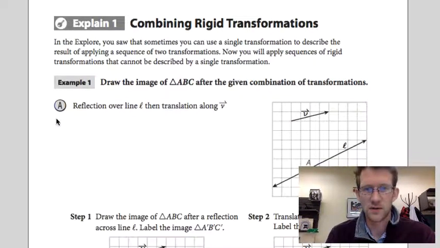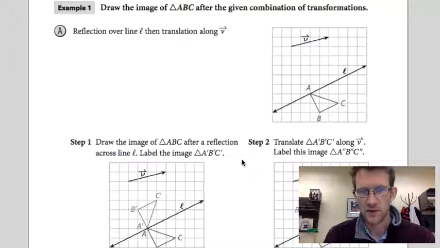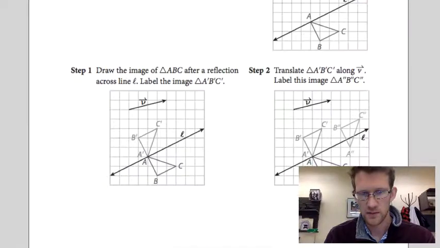For this one here, it basically says the first step is a reflection over line L, and then a translation along vector V. So here's the image right here, ABC. We're going to reflect it over L, and then we're going to translate it along the vector. So how to do that? Well, we just break it down into 2 steps. So the first step is our reflection. Oh, sorry, this is kind of hidden. There you go.